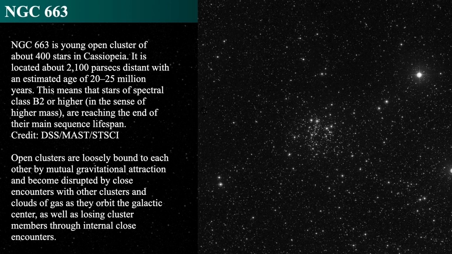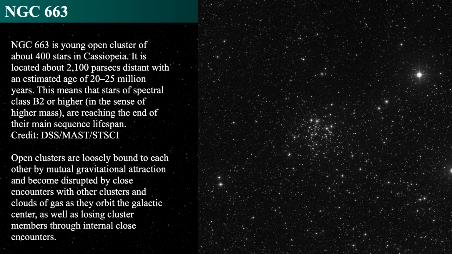So now let's look at NGC 663. It's another open star cluster, about 400 stars. That's that overdensity in the center with the bright center stars there. Its age is about 20 to 25 million years. And stars of spectral class B2 or higher, the O's are gone, but the B2's are reaching the end of their main sequence lifetime.